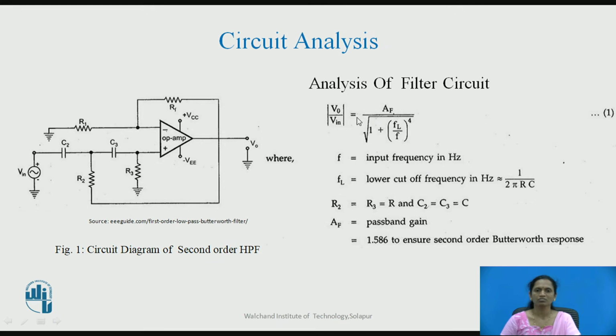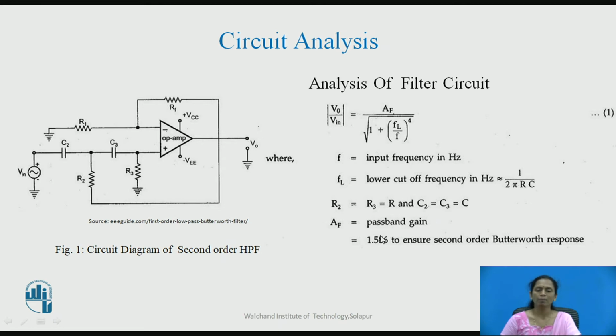If you do this complete analysis, you will come across the equation V0 by Vin equals AF divided by the square root of 1 plus FL by F, where FL is the lower cutoff frequency, calculated by the formula 1 upon 2 pi RC. The formula is actually the square root of R square into C square, and when it is outside the square root it becomes R into C. That is true when we make the resistance values identical and the capacitor values also identical.